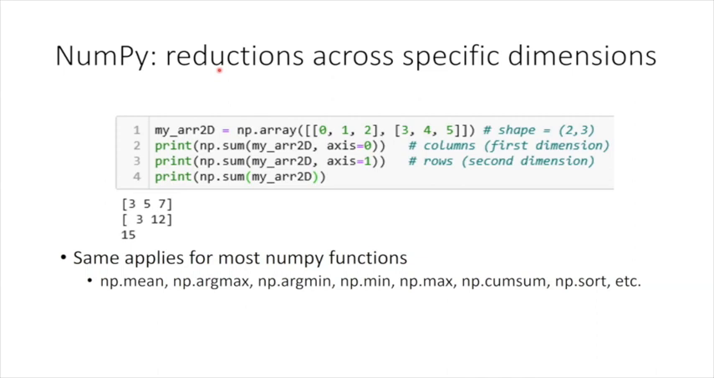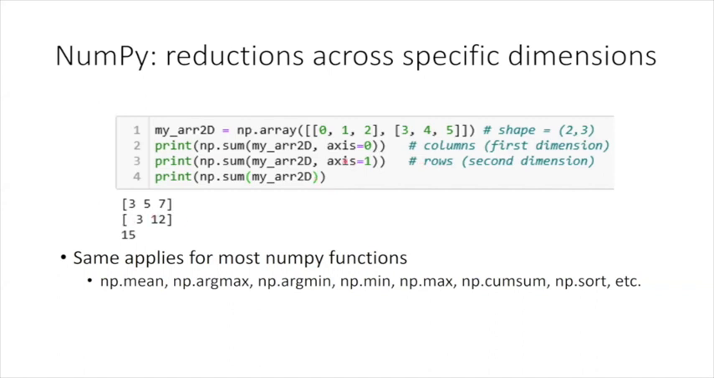Oftentimes we want to reduce across specific dimensions. Most NumPy functions have an axis variable that you can choose. So for example, let's instantiate an array of shape 2 by 3 of 0, 1, 2, 3, 4, 5. Now we can sum this array along the 0th axis, along the first axis, or along both axes. If we sum along the 0th axis, we're summing down the columns, so we get this array. If we're summing along the first axis, we're summing along the rows, so we get this.